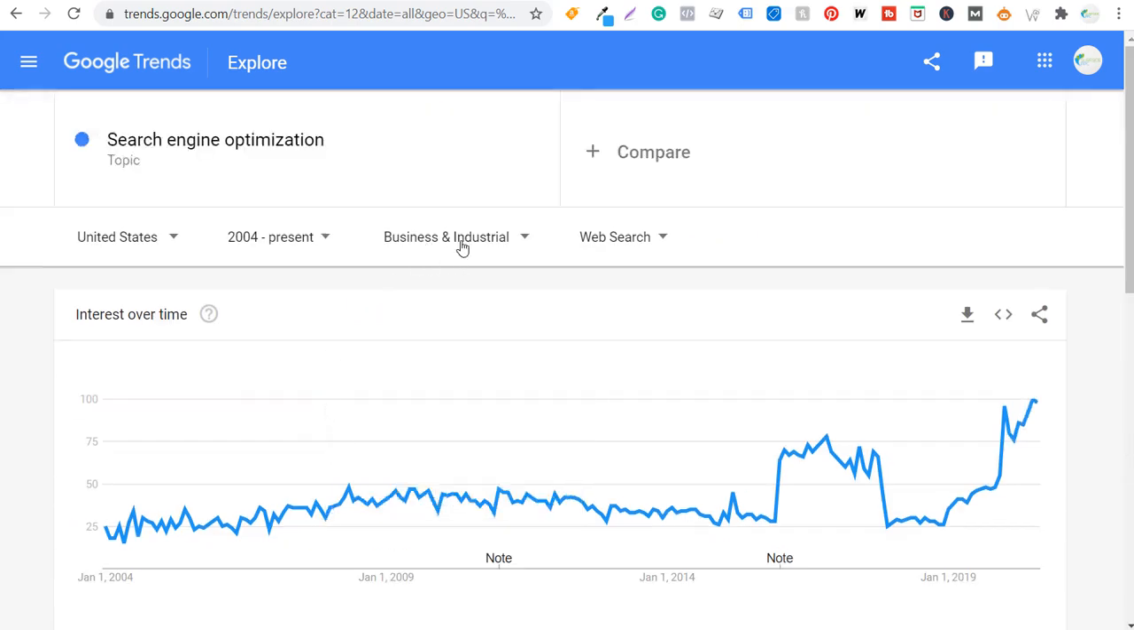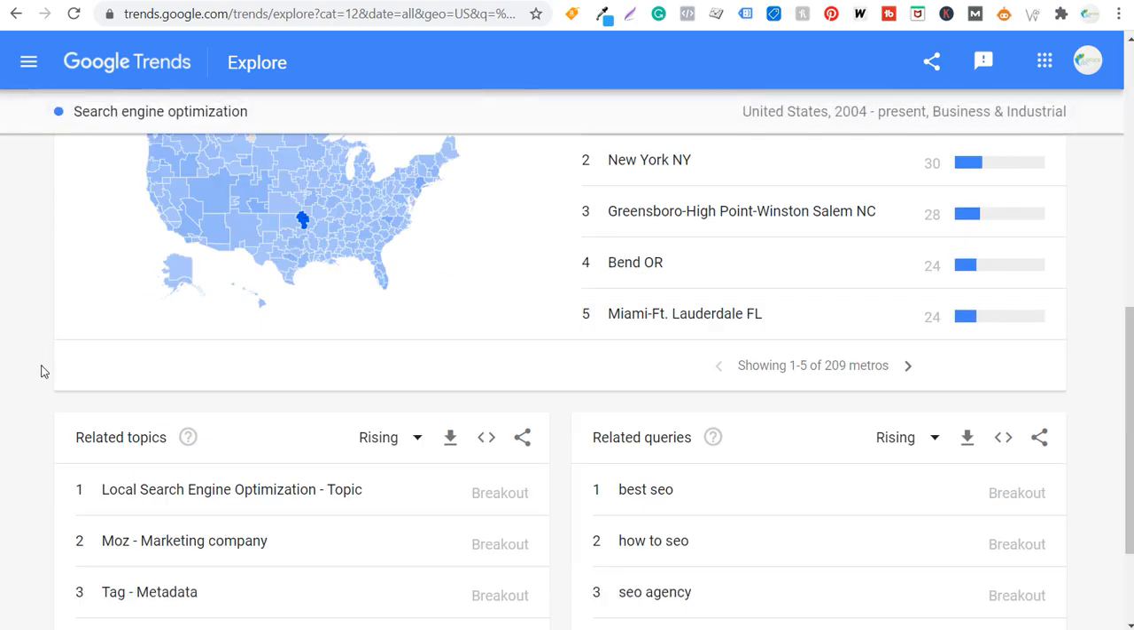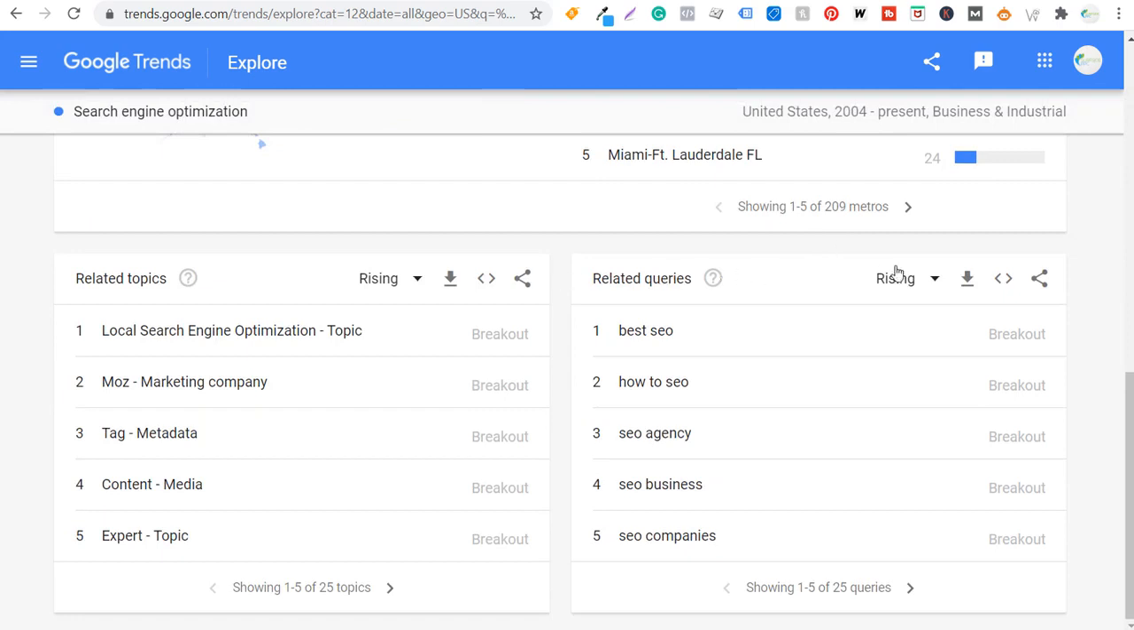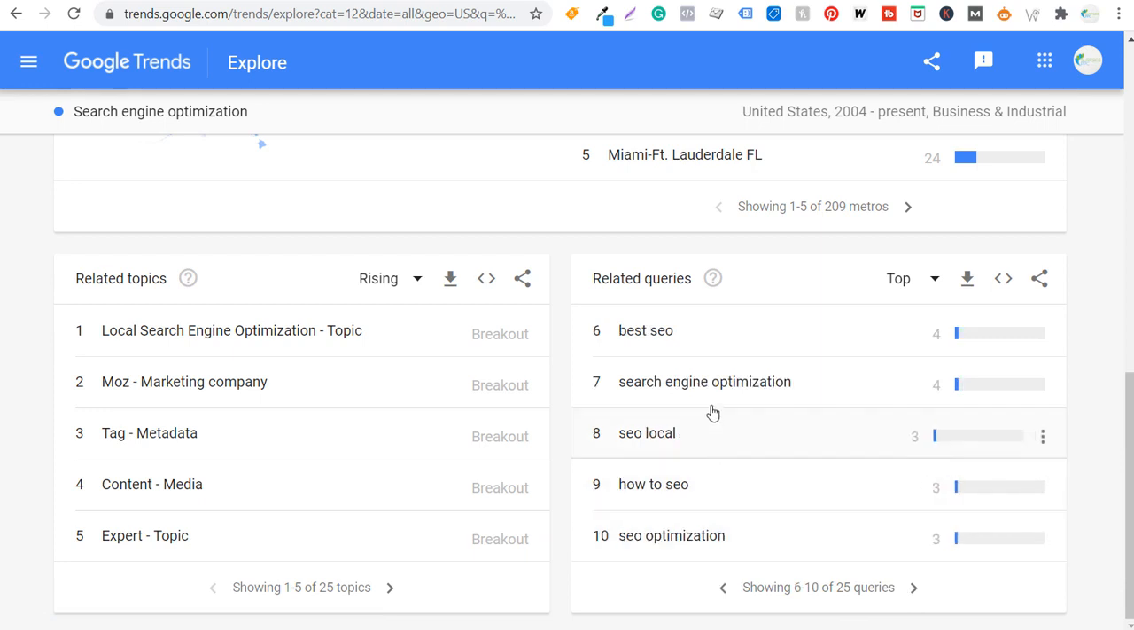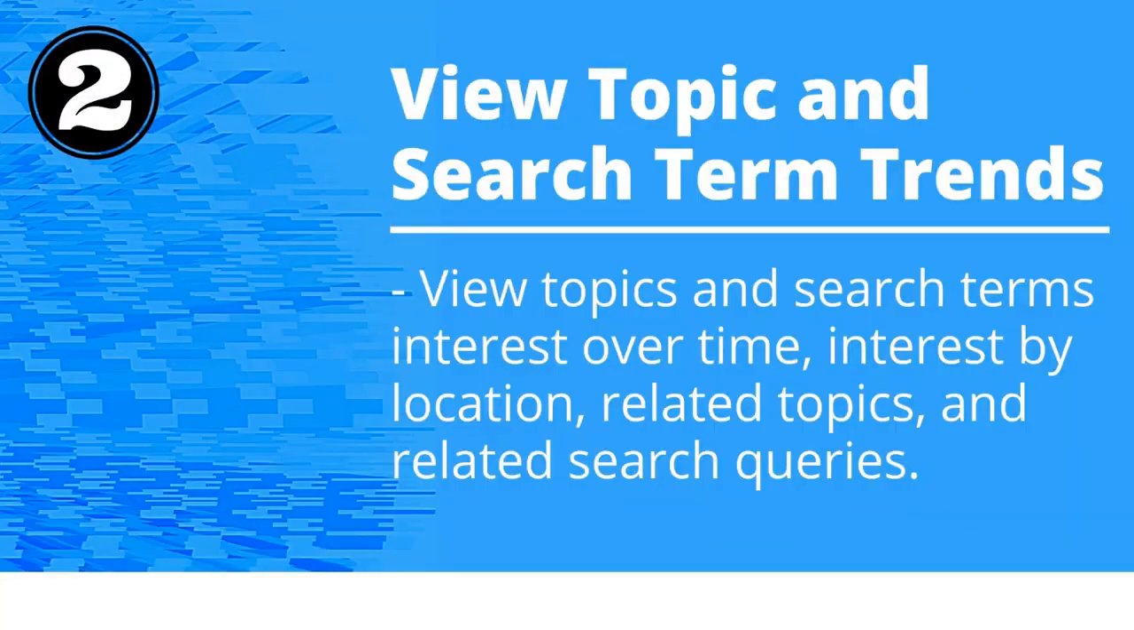You might see a little bit of a difference if we change this out of the category, but you might also find different queries. If you go to top, you're going to find some different things usually in here. This one's not too much different, but if you do something like online advertising, you're going to see much different related queries if you're using the search term versus the topic. So coming back over here, view topic and search term trends, interest over time, interest by location, related topics, and some related search queries. So with the related search queries, you can definitely use those keywords to optimize your content and your website.